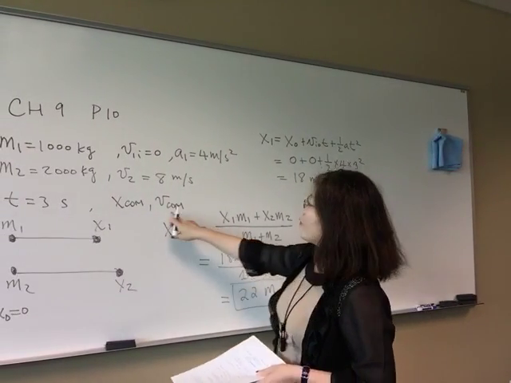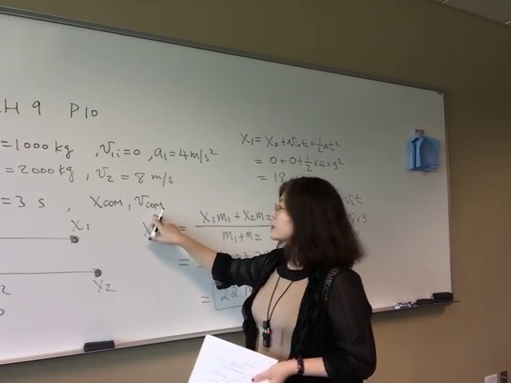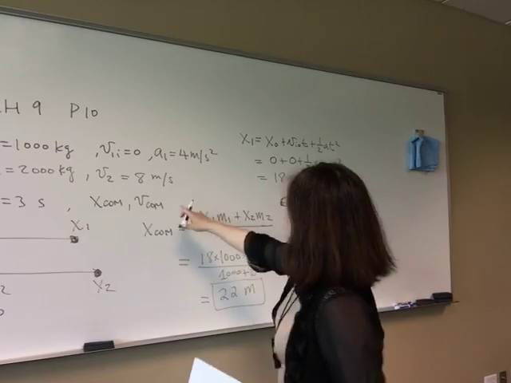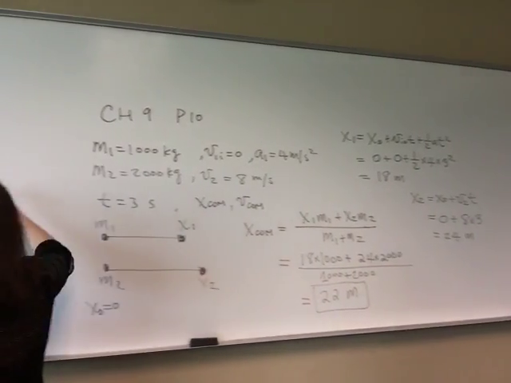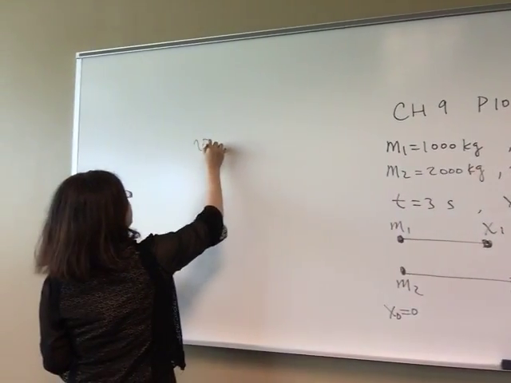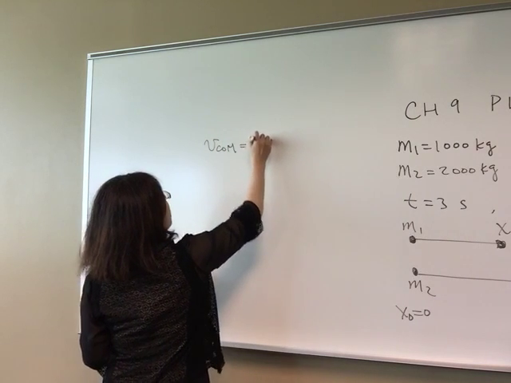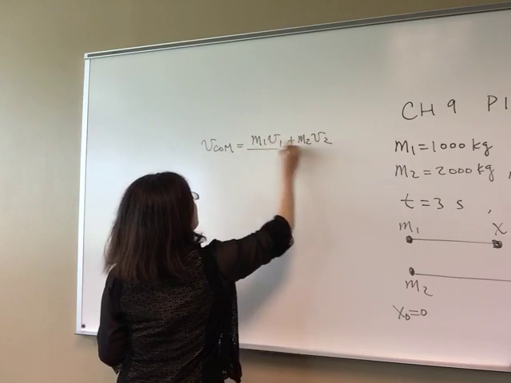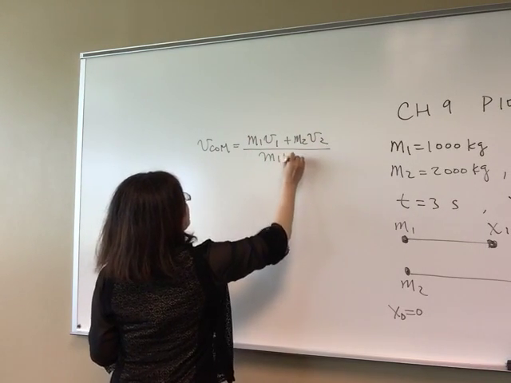And then you also find the velocity of the center of mass. In order to do that, again, we're going to use the definition. So your VCOM is basically equal to m1 V1 plus m2 V2 over m1 plus m2.